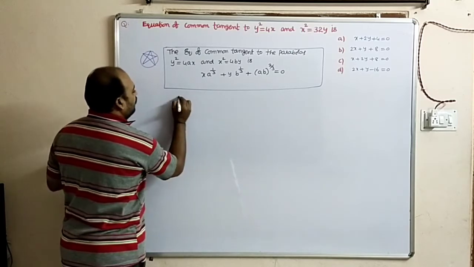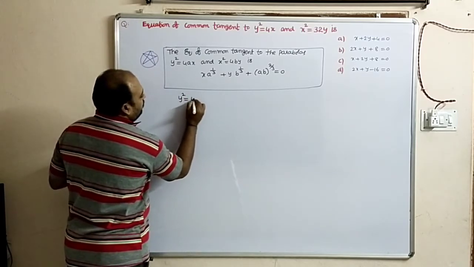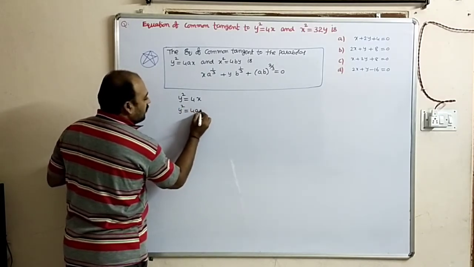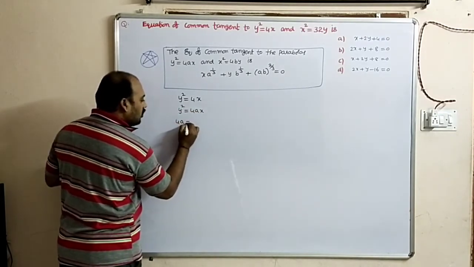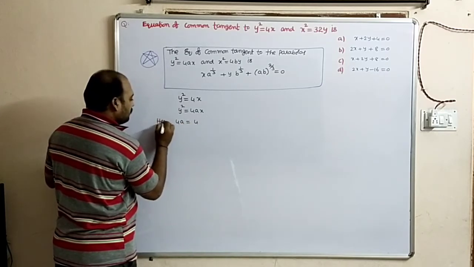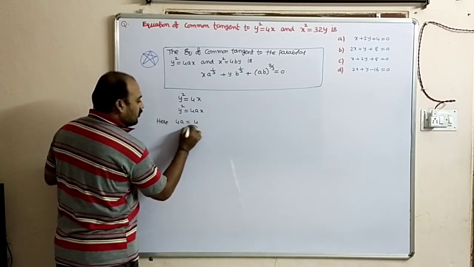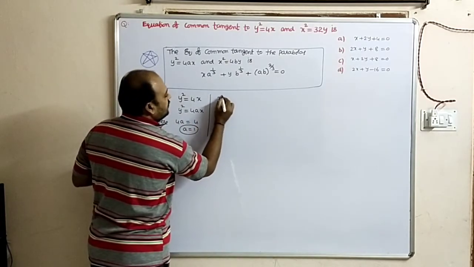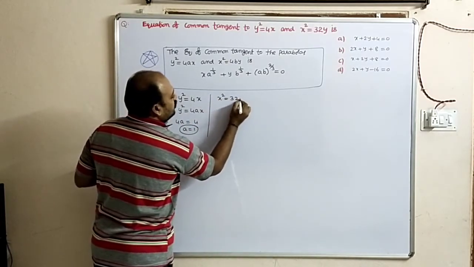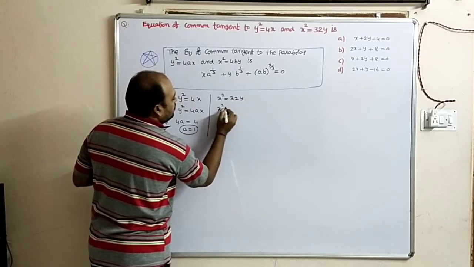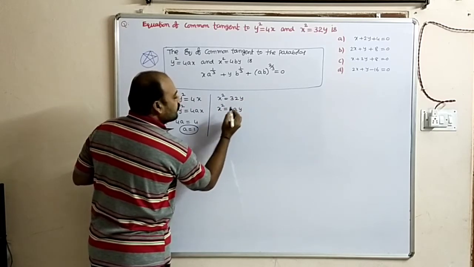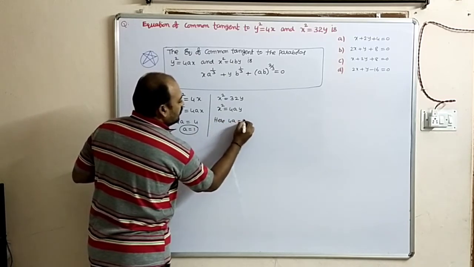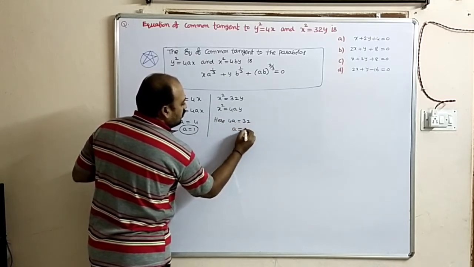y square equal to 4x. You have to compare this with y square is equal to 4ax. So here 4a is equal to 4, so a is equal to 1. At the same time, consider the second curve, x square equal to 32y, compared with x square equal to 4by. Here 4b is equal to 32, b is equal to 8.